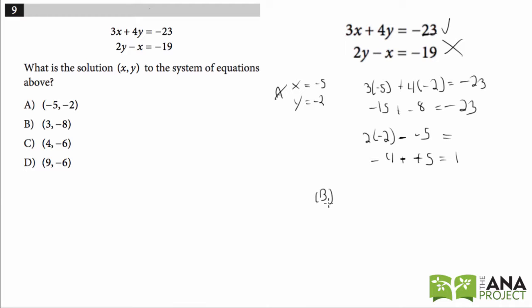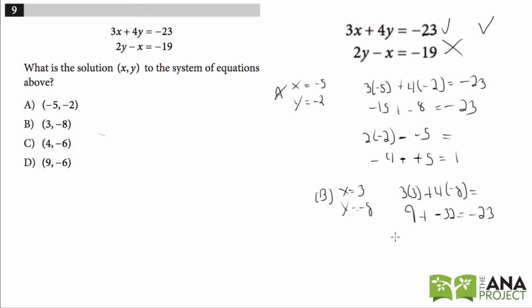Let's try answer choice B. X equals 3, y equals -8. So 3x, 3 times 3, plus 4y, 4 times -8, should equal -23. 9 plus -32 does equal -23. So for B, the first equation checks out.